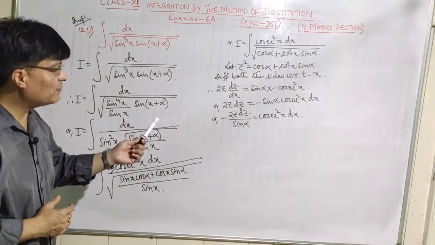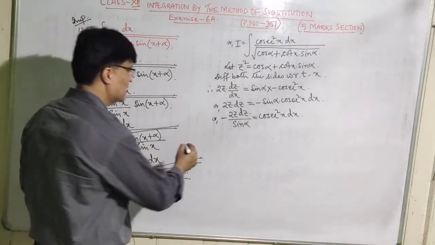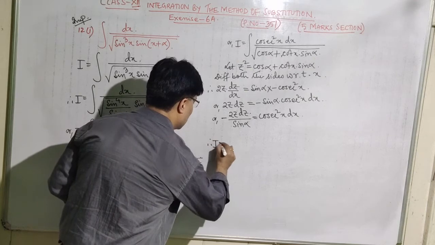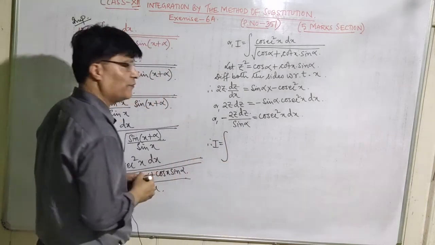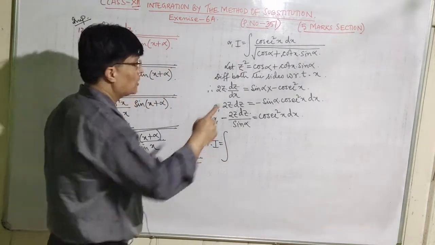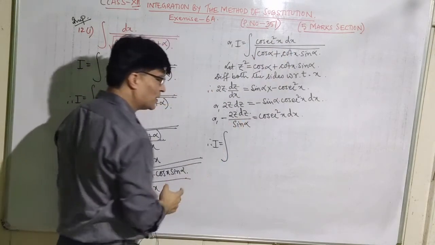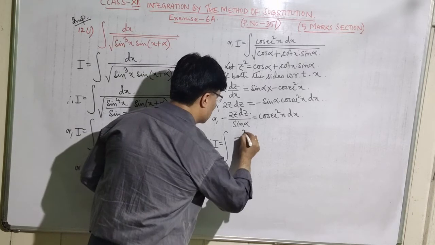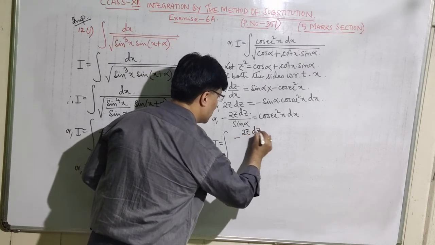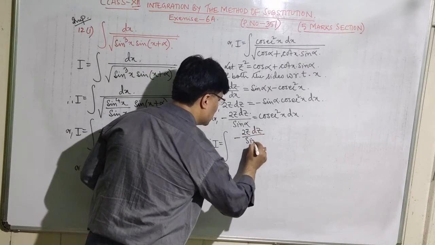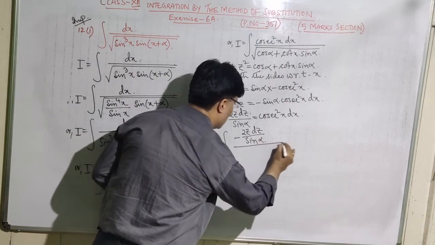So let us put them in I, right? So therefore I is equal to integration of. Now what is cosec square x dx? The value for cosec square x dx is this one. So let us put it out here. Minus 2z dz divided by sin alpha whole divided by.